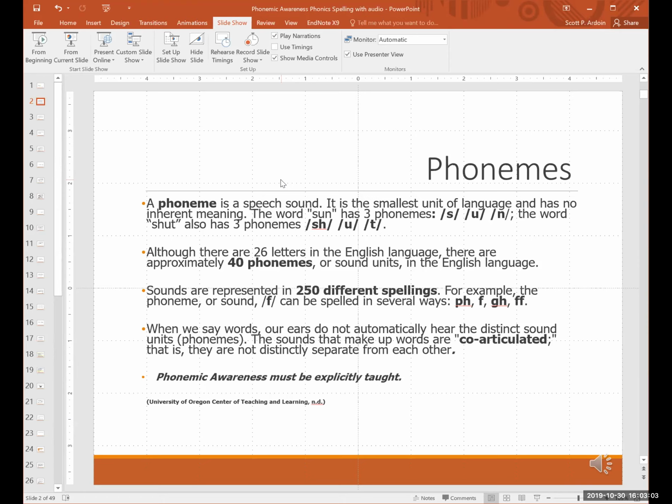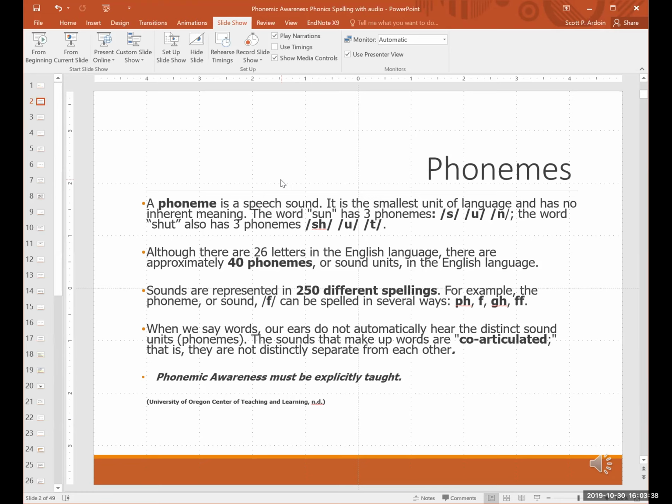There are, of course, as you hopefully know, 26 letters in the English language, but there are actually 40 phonemes that make up the English language. There are 250 different spellings that make up our 40 phonemes. So you look at the sound f, it can be spelled in several different ways. You can use PH, F, GH, and FF. This is part of what makes learning how to read difficult for students.